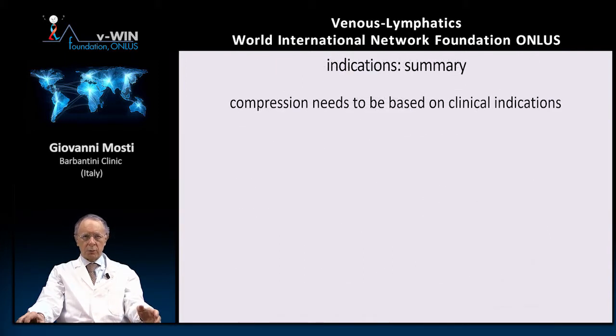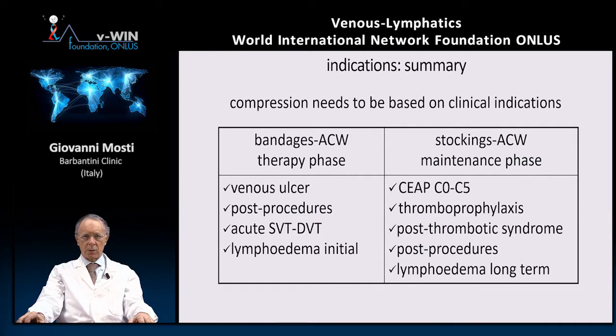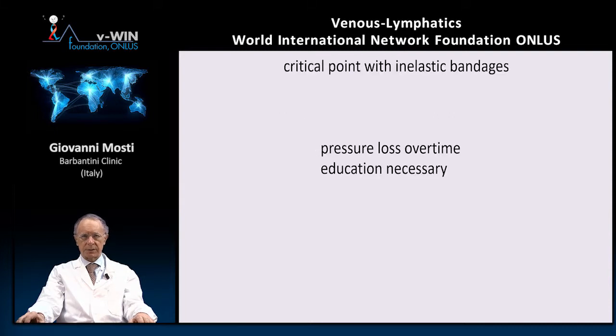So if we want to summarize this indication, we could say that bandages or adjustable compression wraps are indicated in the therapy phase, so to say, reflecting a clinical stage in venous ulcer, post-procedures, acute superficial vein thrombosis or deep vein thrombosis, and lymphedema initial phase, while stocking or adjustable compression wraps with low stretch will be used in the maintenance phase, so again, C0S to C5, thromboprophylaxis, post-thrombotic syndrome, post-procedure, lymphedema long-term.